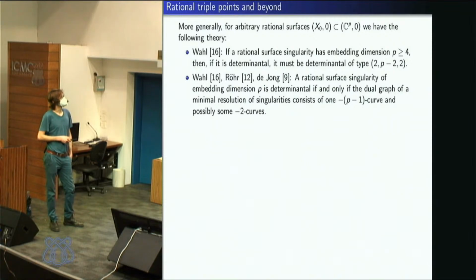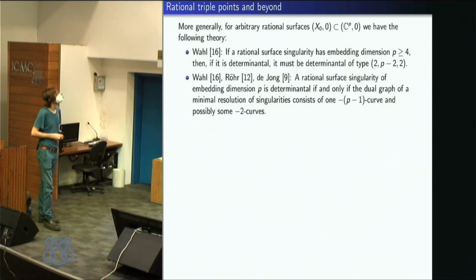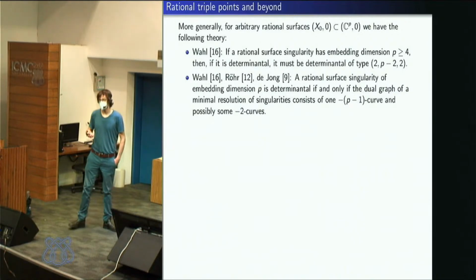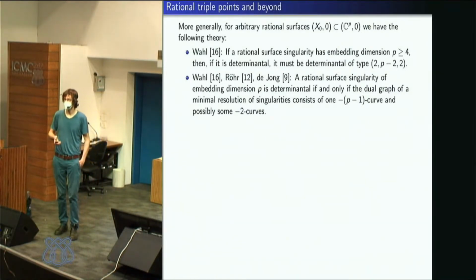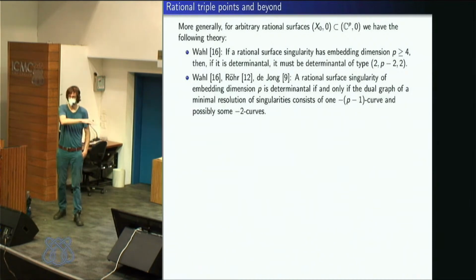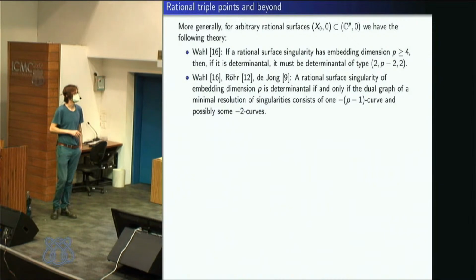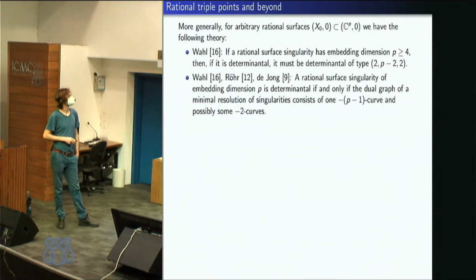And another result that relates the rational surfaces to determinantal singularities is this. If the rational surface singularity has embedding dimension p, it is determinantal if and only if this dual resolution graph has a very specific form. So if you have not seen this resolution graph before, it's the Dynkin diagrams of the ADE singularities. They are a special instance of these dual resolution graphs.